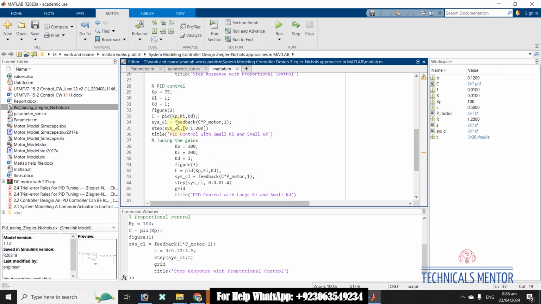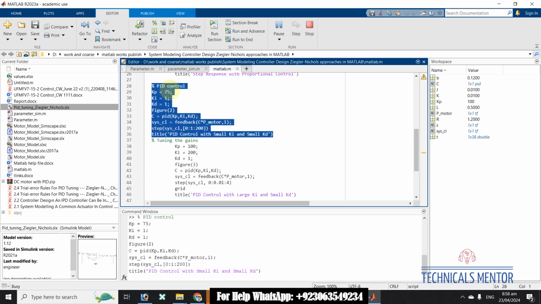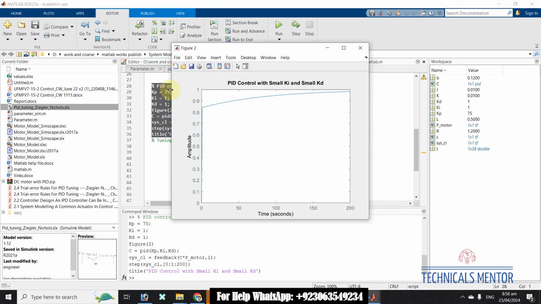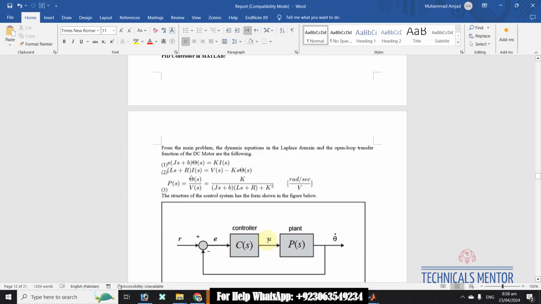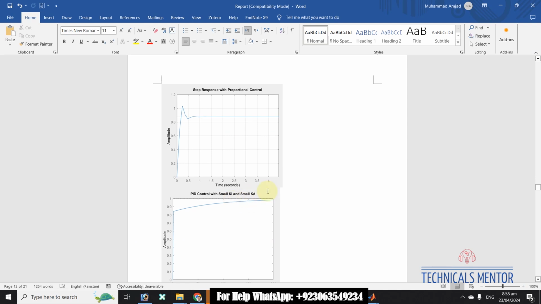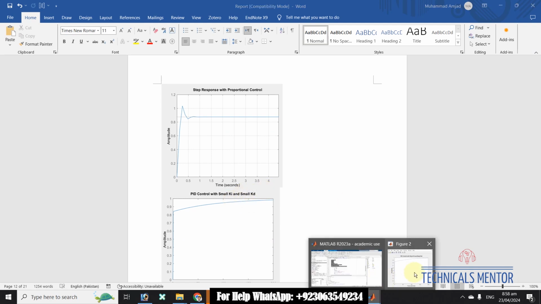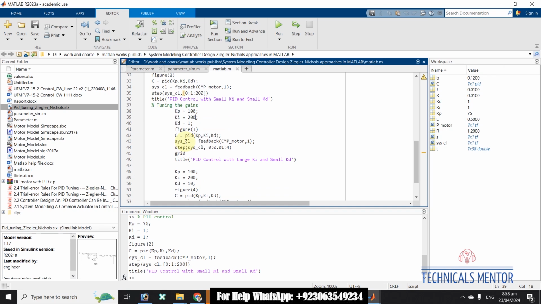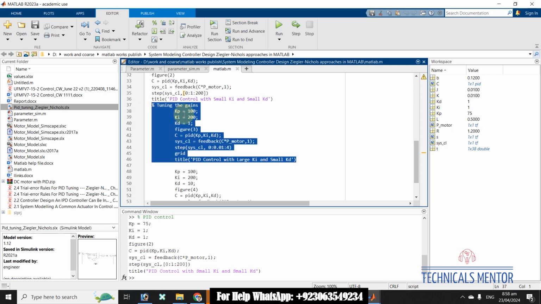Now we'll move to PID control and let's see the output by using these commands. You can see here, like here, PID control with small Ki, and next move to tuning the gains. Now Kp 100, Ki 200, Kd 1, figure. We use large Ki and small Kd. Next let's check the tuning of this PID controller.